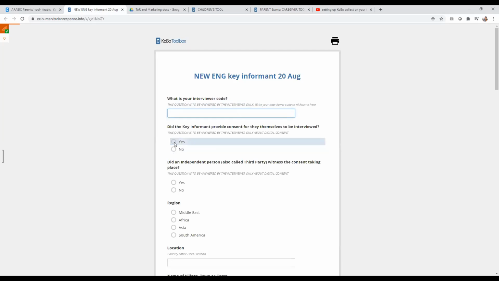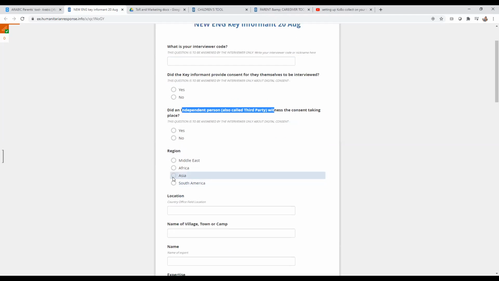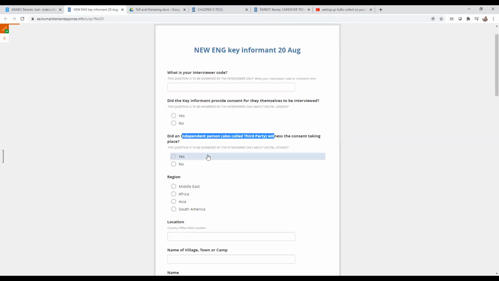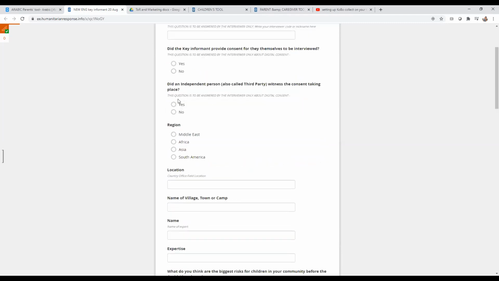This is about the informed consent again. We have discussed this. The third person, the third party, the witness, is confirming that yes, this has taken place. Here we do not need more information about the independent person, because we're talking about an adult in the key informant.